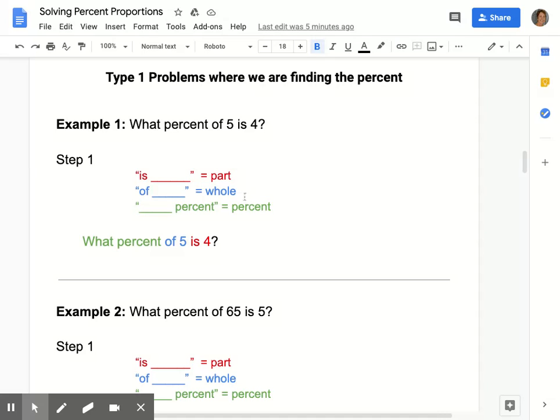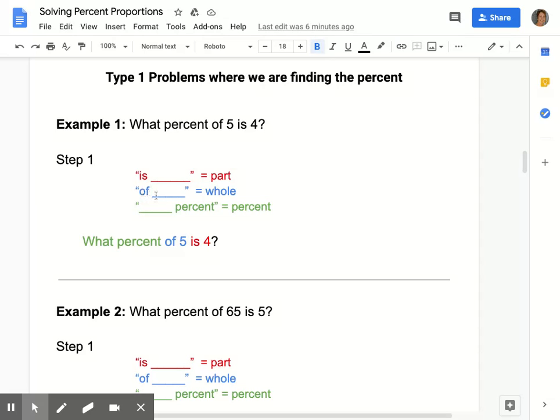So example 1, what percent of 5 is 4? So step 1, we're identifying the part, the whole, and the percent. So what I did was I took the same problem and I color-coded the part, the whole, and the percent. So when you see "is" blank, that's an indication that that is the part. So I highlighted that in red, is 4.